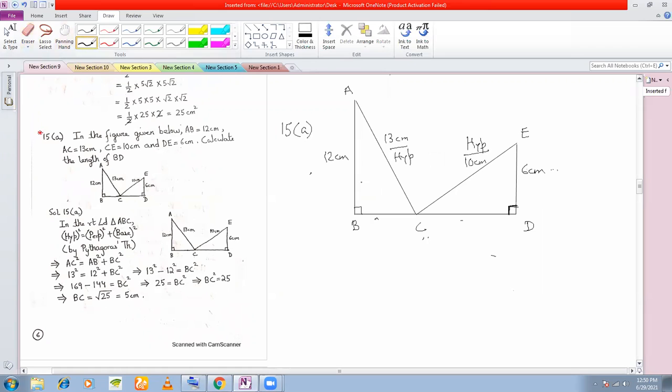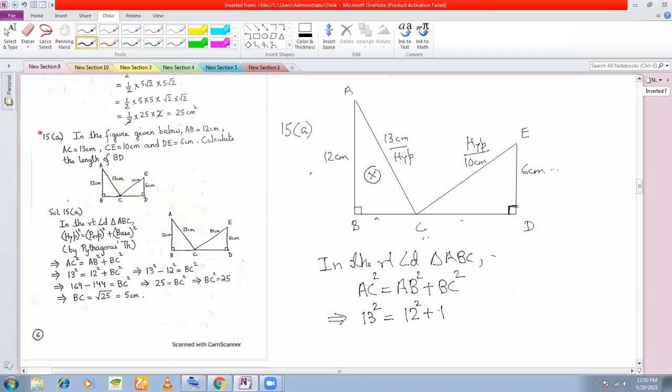So let us consider this right angle triangle first. In the right angle triangle ABC, the hypotenuse is AC. So hypotenuse square is equal to perpendicular AB square plus base square, which is BC square. Now put the values that are given. AC is given to be 13, so this becomes 13 square. AB is given as 12, so this becomes 12 square. And BC you don't know, so you write BC square as it is.